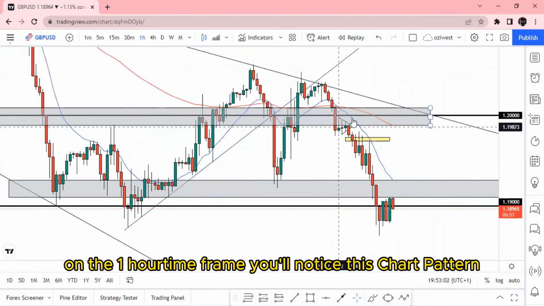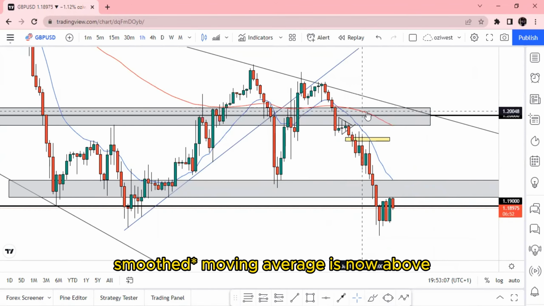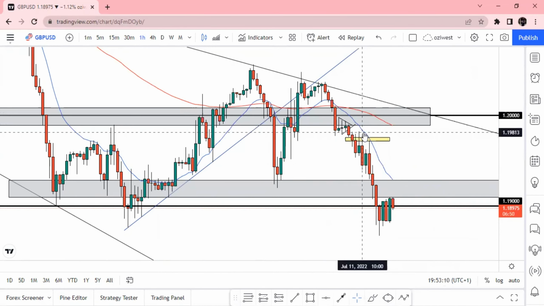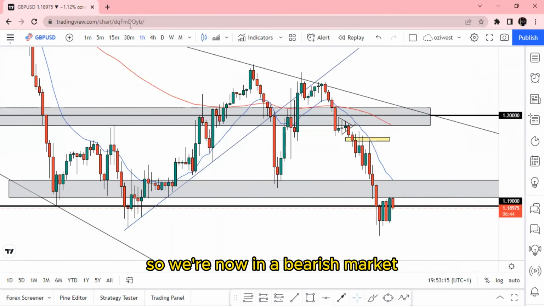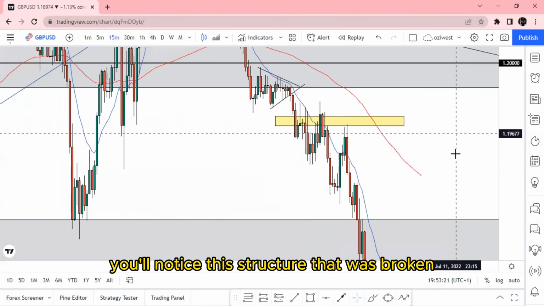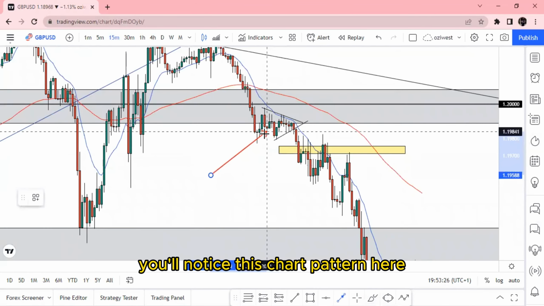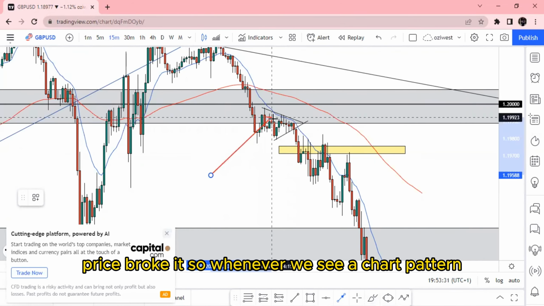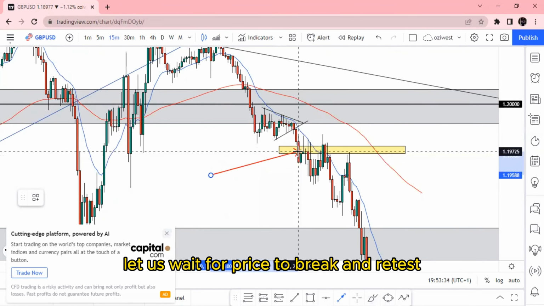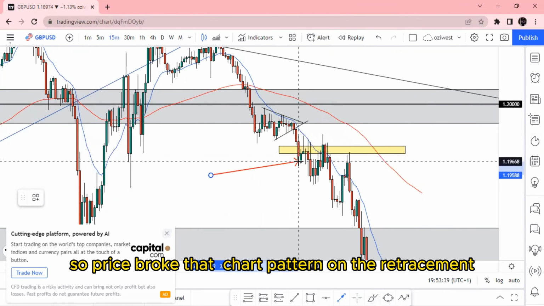On the 1-hour time frame, you notice this chart pattern. Our moving averages, the red 50 smoothed moving average is now above the 8 blue smoothed moving average. So we are now in a bearish market. On the 15-minute time frame, you notice this structure that was broken. You notice this chart pattern here. Price broke it. So whenever we see a chart pattern, let us wait for price to break and retest. So price broke that chart pattern.